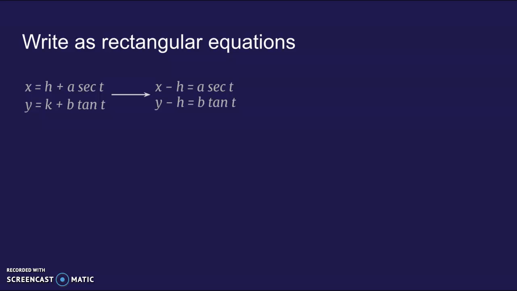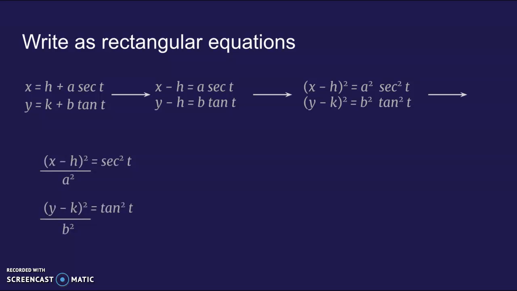First off, I'm subtracting the h. The y should have a k being subtracted. There it is. Then I squared both the top and the bottom equations. And just like I did when we were working with the sine squared and the cosine squared of t earlier, I'm going to reorganize a little bit.